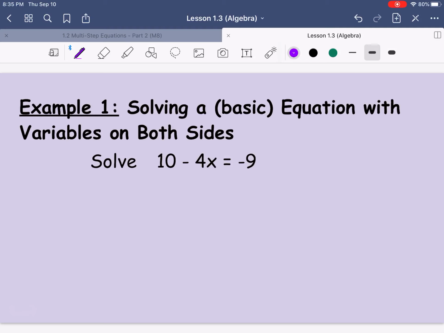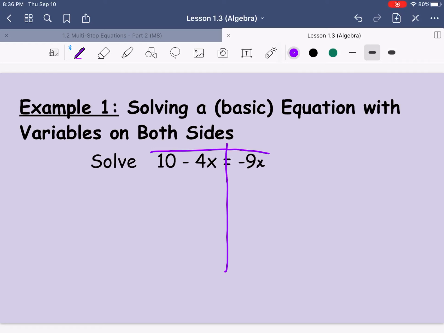So example 1 is solving a basic equation with variables on both sides. And that should have an x, so I'll just add it right now. There we go. So we have 10 minus 4x equals negative 9x. I am going to draw my line. I don't have any like terms to do. I don't have any distributive property. That's why it's a basic equation.